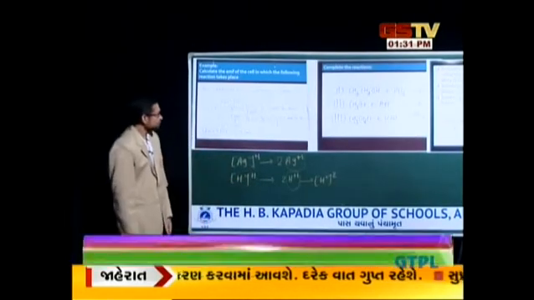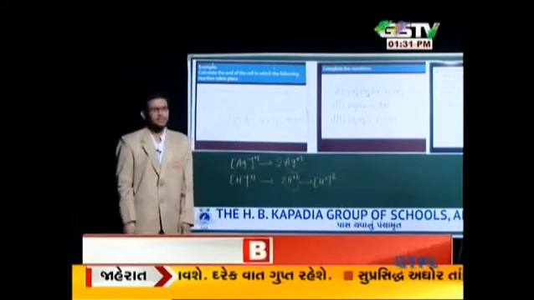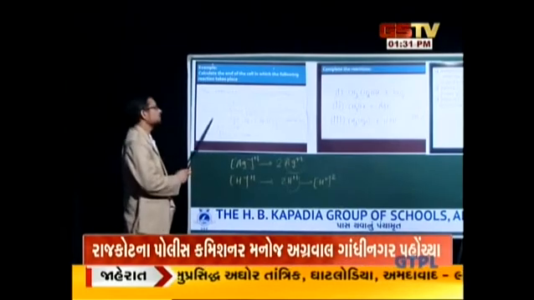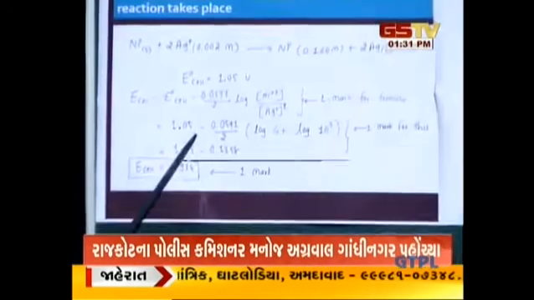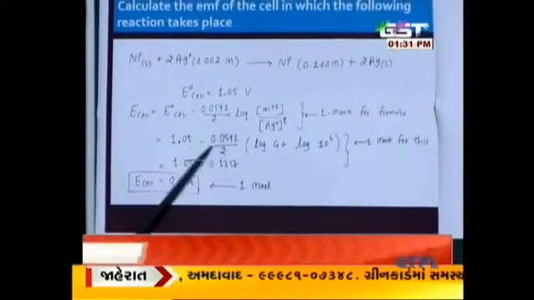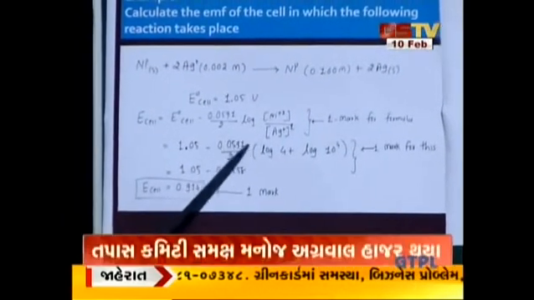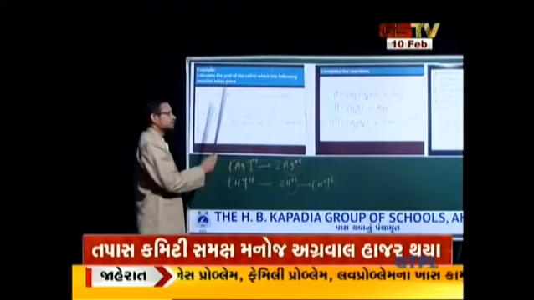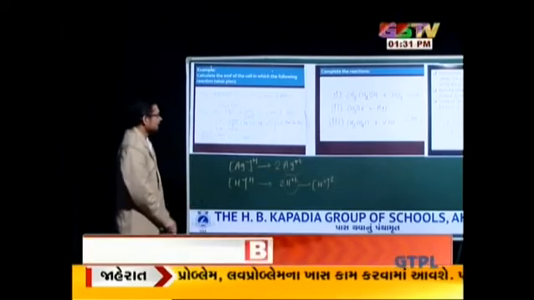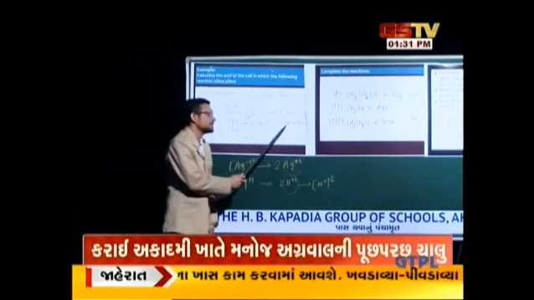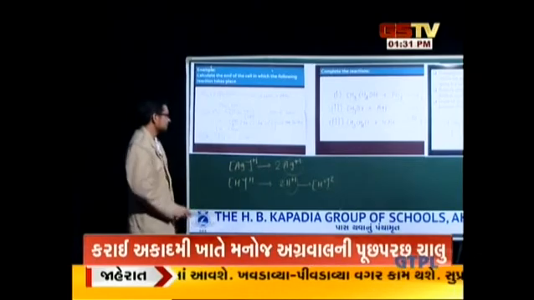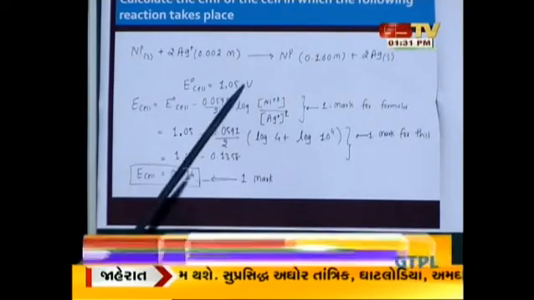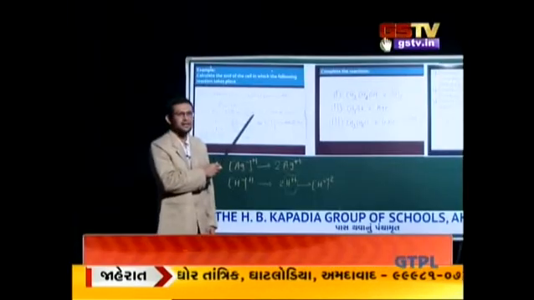Okay. Now for this formula you will get 1 mark, because it's a 3-marker question, and 1 mark for the values, which are given: E naught cell 1.05 minus 0.0591 upon 2 log 4 plus log 10 raised to 4. So this is the formula values, and for this we will get 1 mark. And in the last, for the answer you will also get 1 mark. So the 3 marks of this question are divided in these 3 ways.